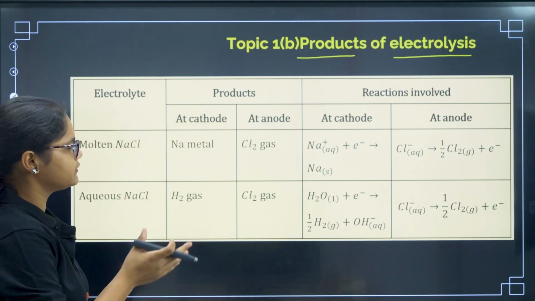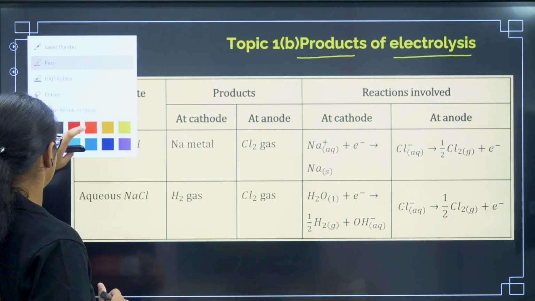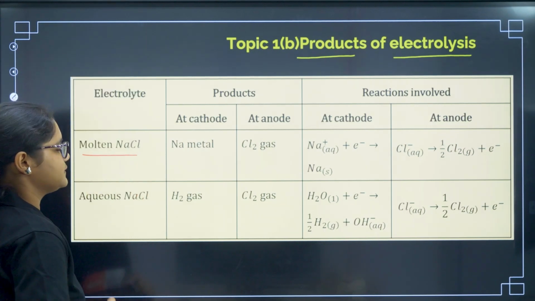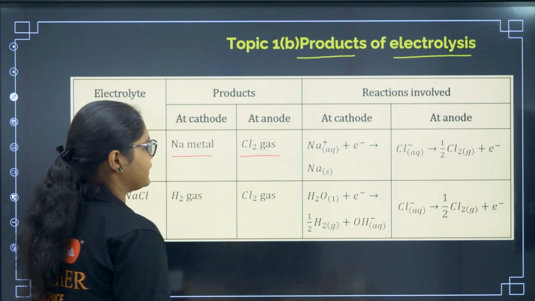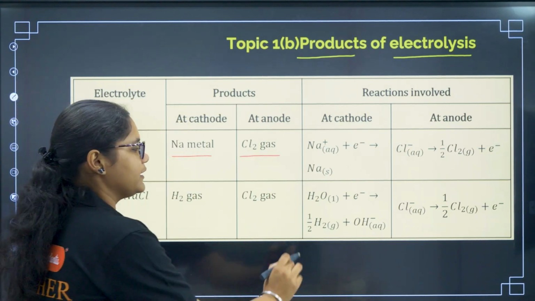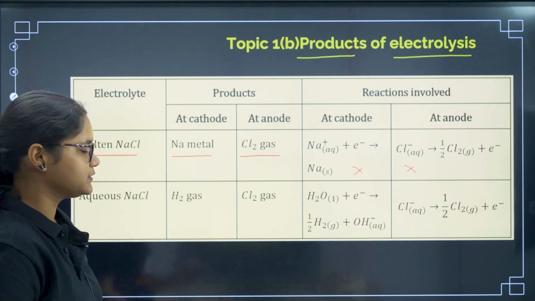So nothing you have to do, you have to just remember this table. Okay. So we'll quickly recap this table. If you have molten NaCl, then at cathode we have sodium metal deposited and at anode chlorine is deposited. Reactions no need to remember, just you can see them. You have to just remember the products.